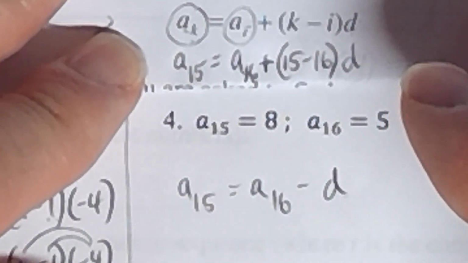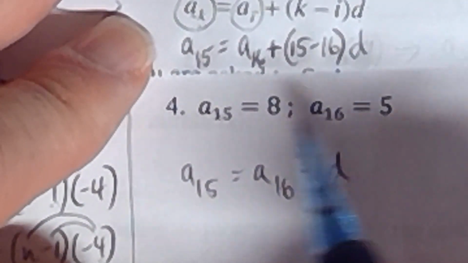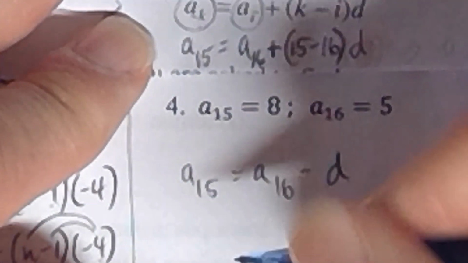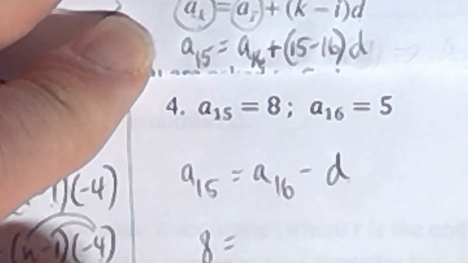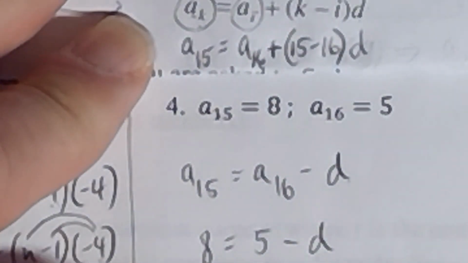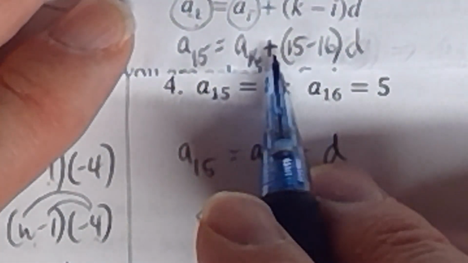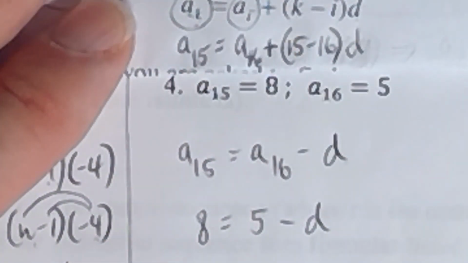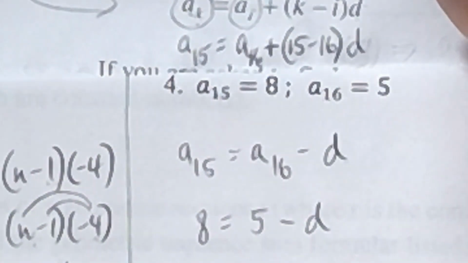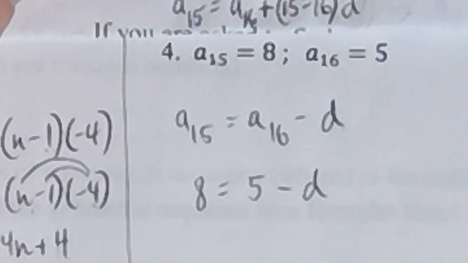So now what I do after I just set that up is I plug these two numbers in. The 8 goes here because that's the 15th term. The 5 goes here, and then you'd just have to solve for d. That's all you got to do. But that's the formula you use. We'll see a similar example in the next problem here if you're still trying to get used to that. No problem. We'll see more.